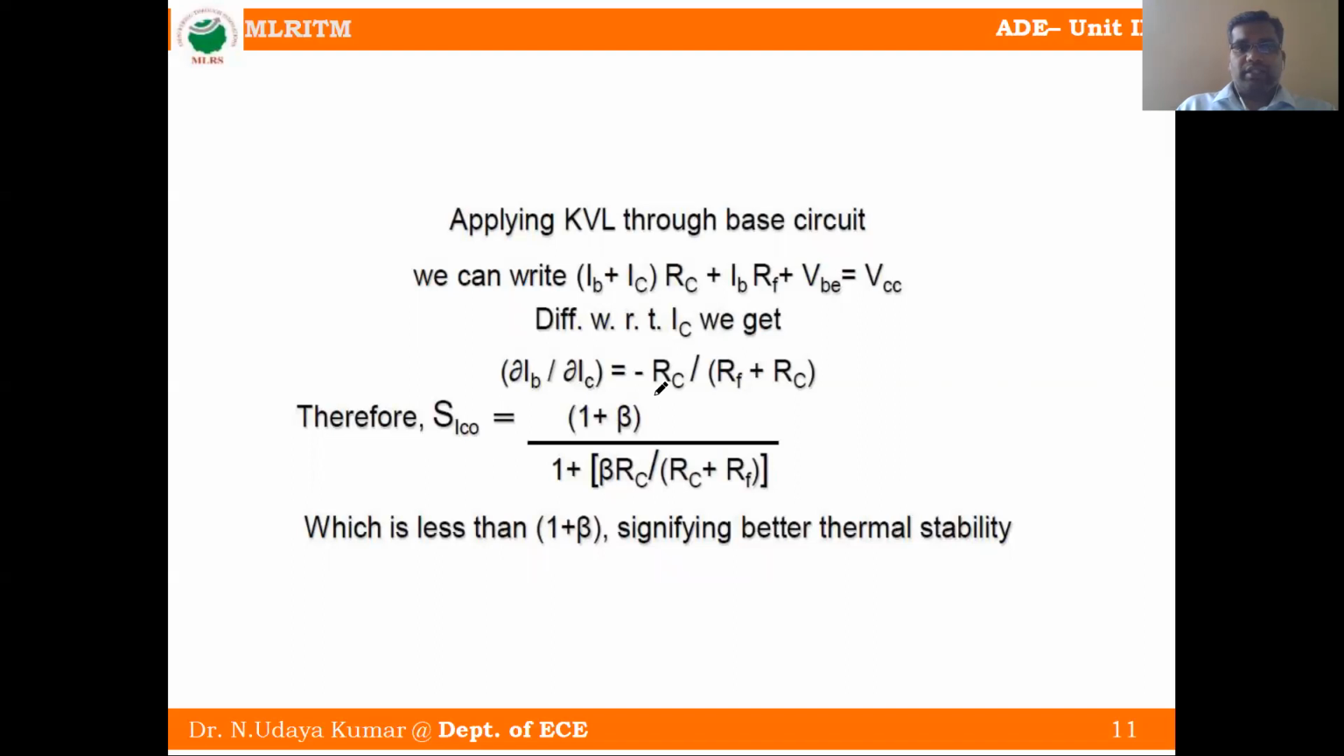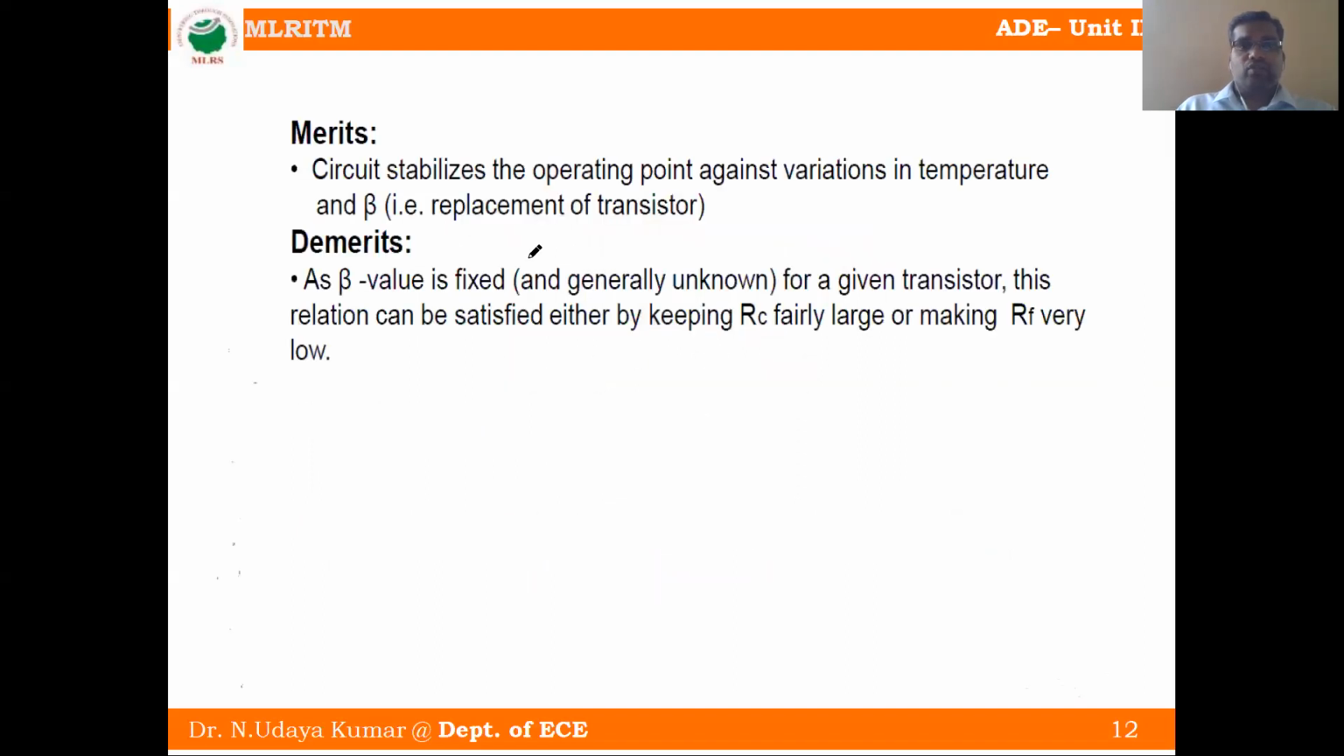So these are the things I already derived. So what are the merits? The circuit stabilizes the operating point against variations in the temperature and beta, and replacement of the transistor. So what are the demerits? The beta amplification factor is fixed and generally unknown for a given transistor. So this relation can be satisfied either by keeping RC fairly large or making RF very low. RF means here RB, the feedback resistance or base resistance.